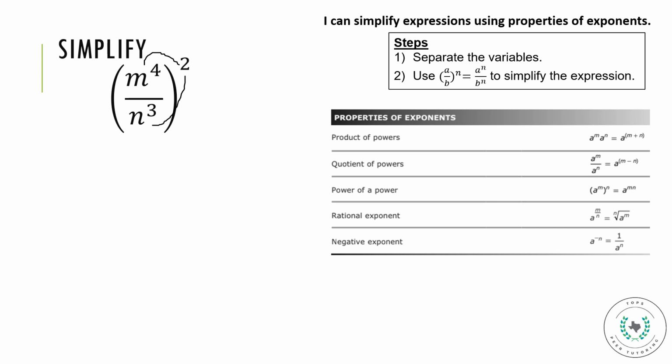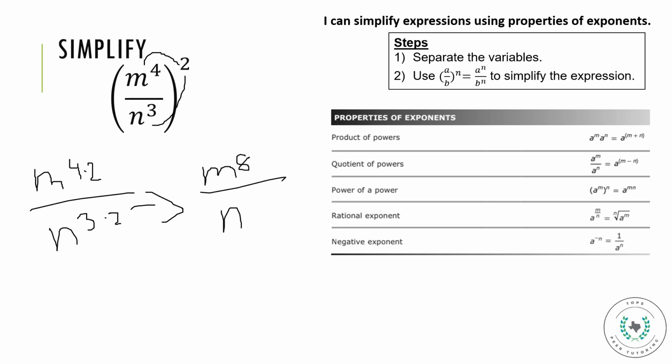So we can go, and in this case, multiply this, because it follows, once again, this power of a power rule. You're going to multiply them. So you're going to multiply the exponents: m to the power of 4 times 2 over n to the power of 3 times 2, to get m to the power of 8 over n to the power of 6. That's going to be your answer here.